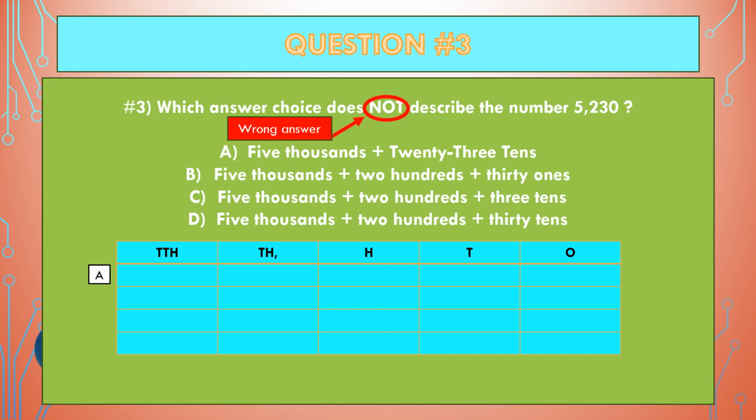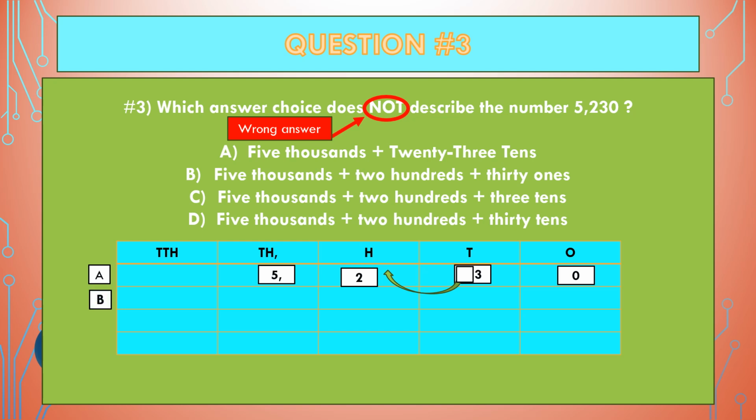So I start with A, 5 thousands and 23 tens. Well, I know that 10 tens is 100. And if I have 23 tens, then that means that if 10 tens is 100, then 20 tens is 200. So I unbundle, and now I end up with 5,000, 200s, 3 tens, and no ones. So since answer choice A is equal to 5,230, that's not my answer because it needs to not equal 5,230.